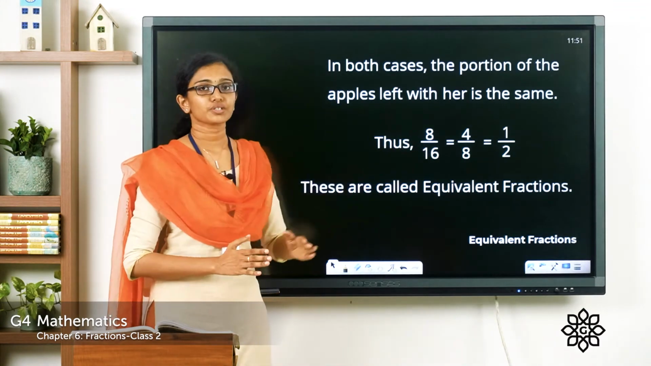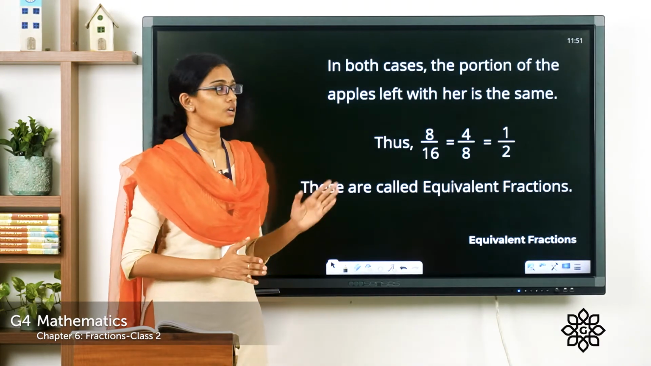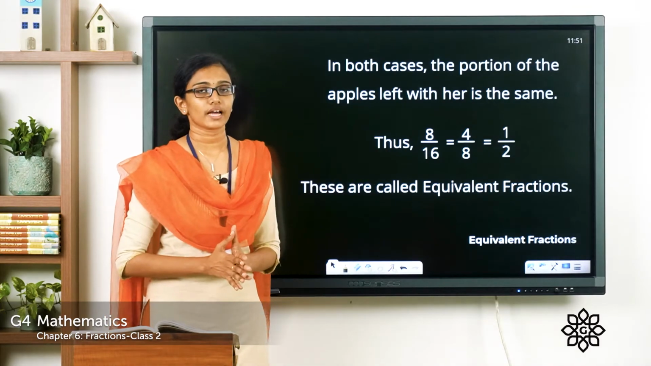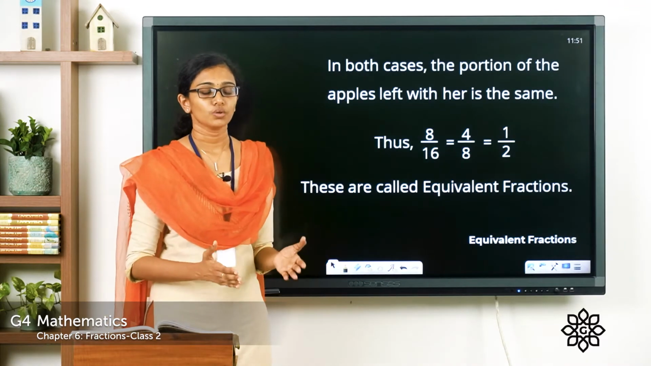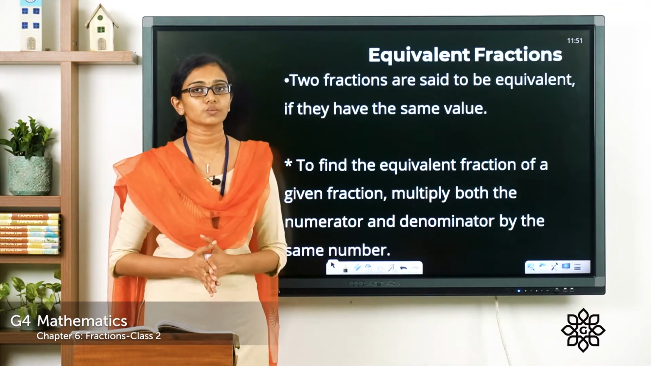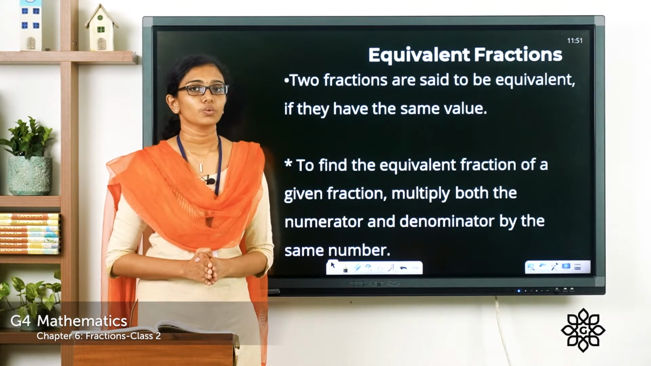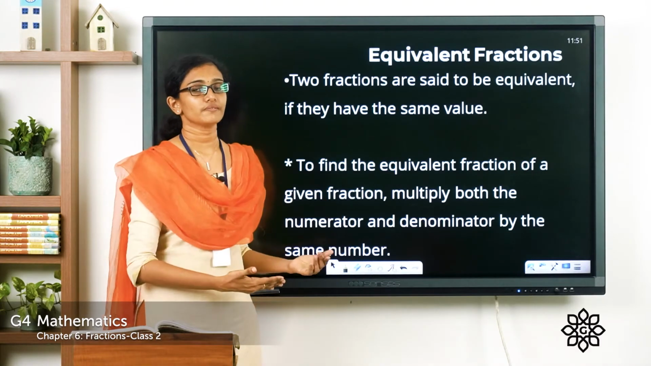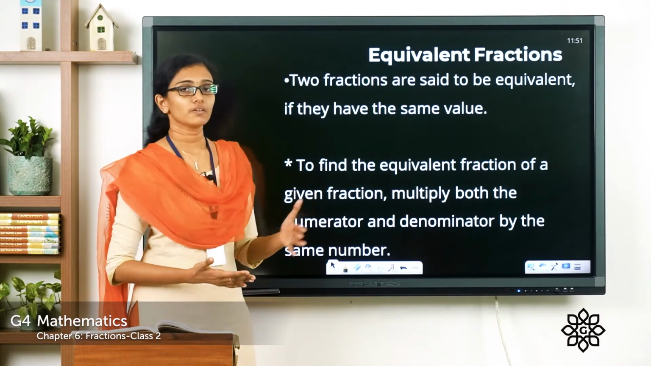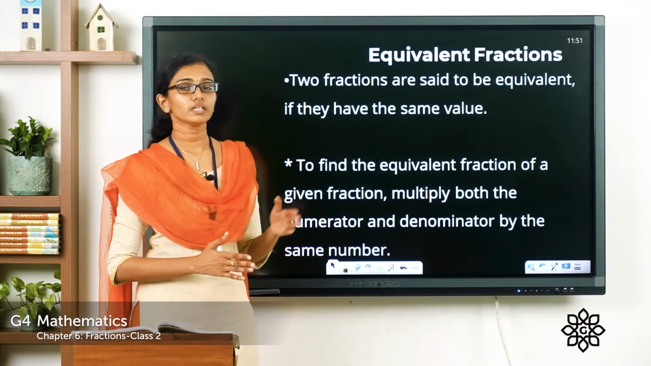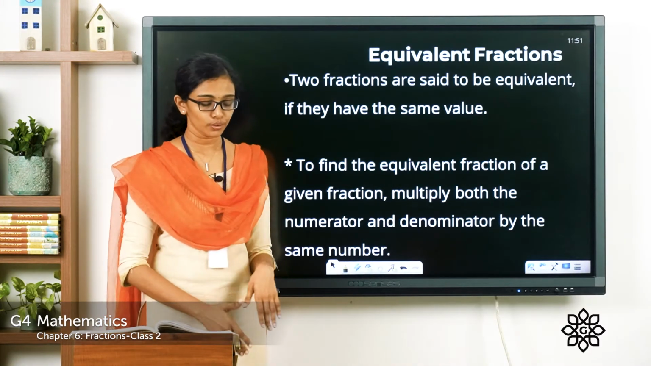You call these fractions equivalent fractions because effectively all these fractions have the same value. So let's define equivalent fractions once again. We can say two fractions are equivalent if they have the same value. Now how do we find out an equivalent fraction of a given fraction? If you are given a fraction, you find the equivalent fraction by multiplying both the numerator and the denominator with the same number. Hope this is clear to you.